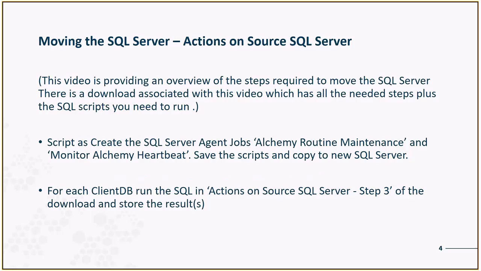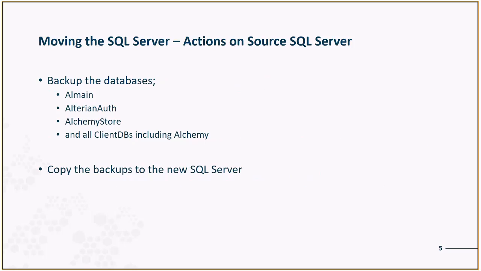Then for each client DB, run the SQL you'll find in the download in the section Actions on SQL Server Step 3 and store the results. Basically here you're trapping out the bulk copy paths. Back up the database is AL main, Ulterior North, Alchemy store, and all client DBs including Alchemy, and obviously copy the backups to the new SQL Server.